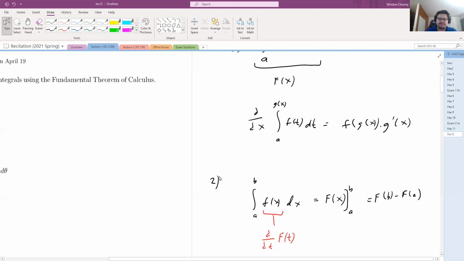Okay, and I guess that's everything I want to say about the material. So I guess, are there any questions? If not, then we'll get started on the problem set.